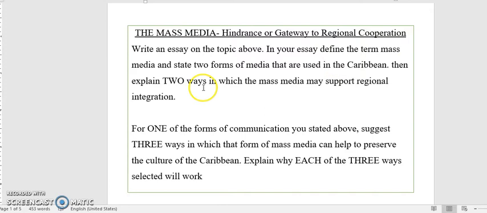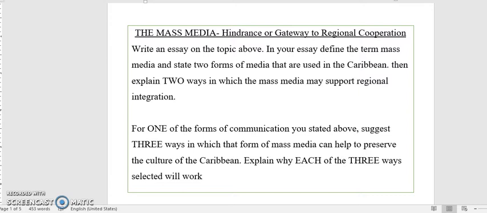Next, explain two ways in which the mass media may support regional integration. Anybody remember what the term regional integration means? Write it in your notebook. What is regional integration? So regional integration is countries within the region cooperating or working closely together to achieve peace, stability, and wealth. You can also go to my channel and watch the question and answer videos on regional integration.